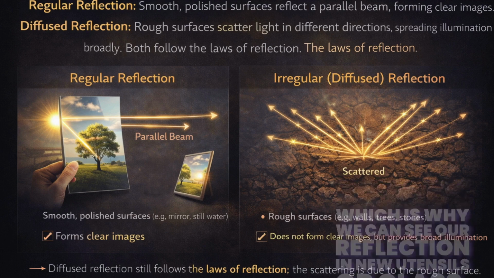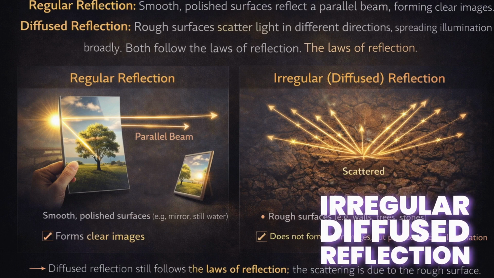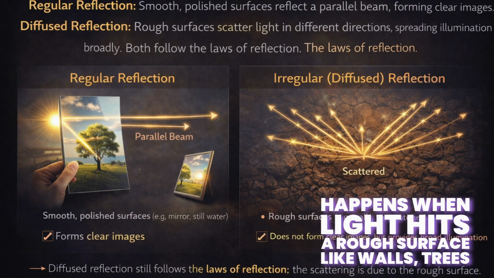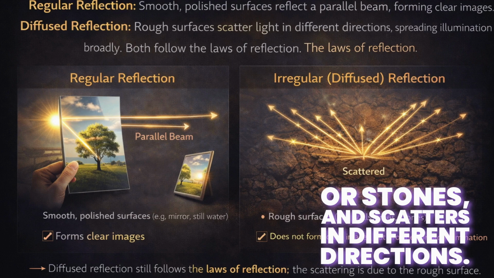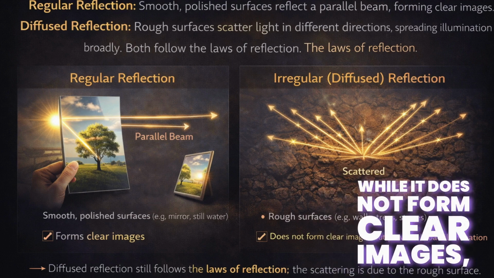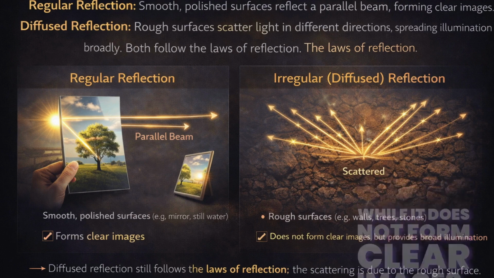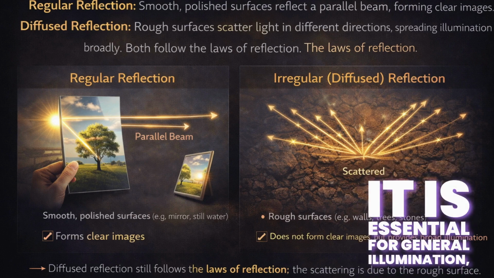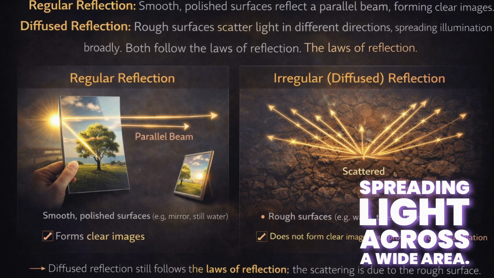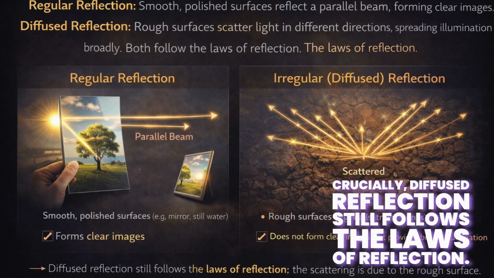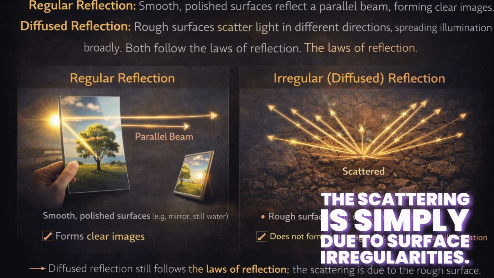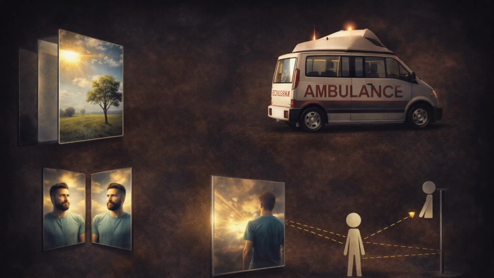which is why we can see our reflection in new utensils or glass. Irregular, or diffused, reflection happens when light hits a rough surface, like walls, trees, or stones, and scatters in different directions. While it does not form clear images, it is essential for general illumination, spreading light across a wide area. Crucially, diffused reflection still follows the laws of reflection. The scattering is simply due to surface irregularities.